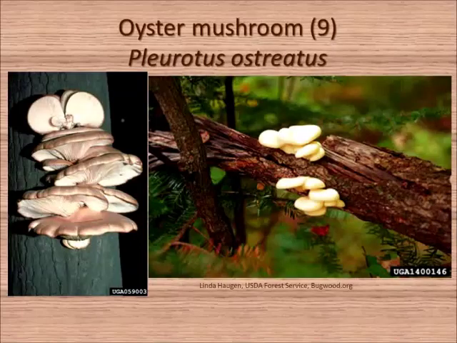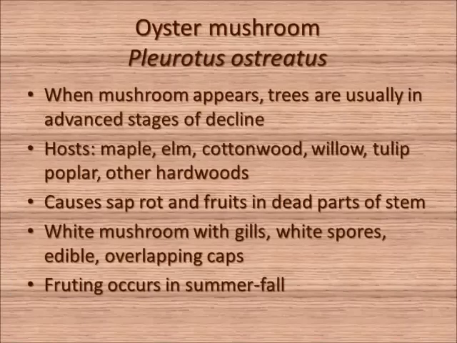Okay, so we're getting towards the end. Number 9 is the oyster mushroom. This is, along with Armillaria, the only other fungus I've shown you with gills. Oyster mushrooms don't necessarily cause decay, but they are an indicator the tree is declining. I mean, oyster mushrooms fruit on dead wood, so a tree has to have a lot of dead wood for you to see oyster mushrooms.